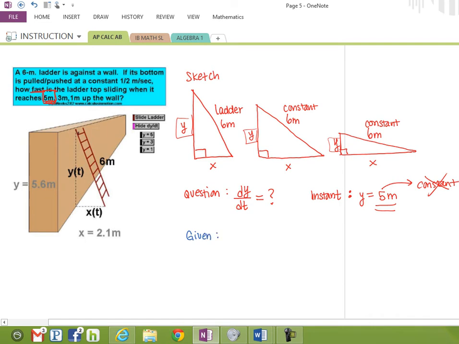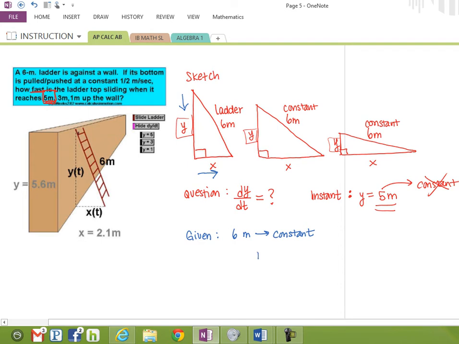So, what have they given us? Now, we have the 6 meter ladder, but we've already figured out that that's a constant. We use that in our picture. We have the bottom being pulled or pushed, and in this case I'm going to tell you that we want the ladder sliding down, so let's do arrows of motion, which means if that goes this way, then the x would slide that way. In each of the pictures that would be true. So we know that the bottom is being, let's say, pulled, it would be the easiest way, or sliding out at a constant of 1/2 meter per second.